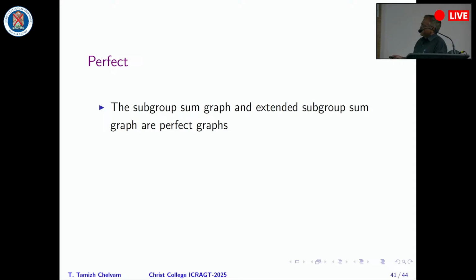The subgroup sum graph and extended subgroup graphs are perfect graphs. And of course, this is purely a part done by Cameron, and the paper was sent to Graphs and Combinatorics. The referee could not understand the proof of that particular theorem. He returned it, and we were a little bit worried, because we are convinced about the proof.